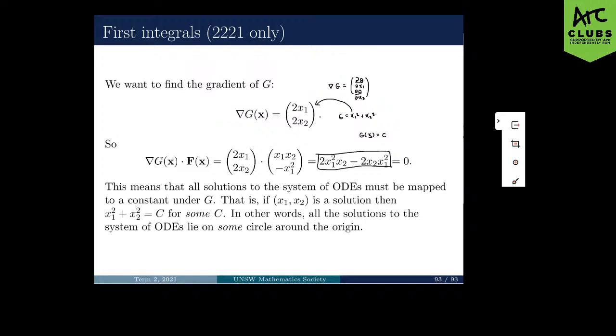And I guess the benefits of first integrals we've seen are that they give us geometric properties of the solutions, and they also sometimes help us find a solution to the system.